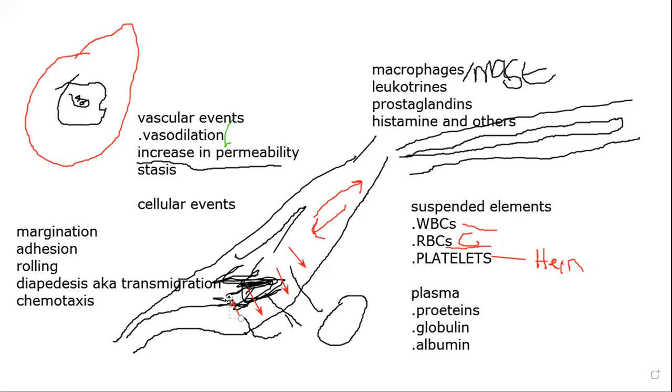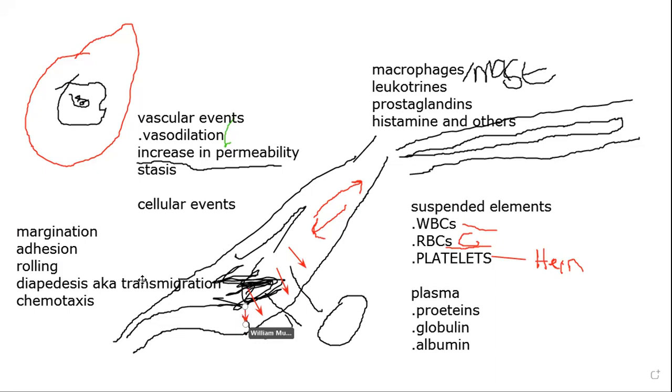How can you remember that? I hope you're able to see what I'm talking about. The white blood cells start moving towards the wall of the blood vessel, and that is called margination. How can you remember that? These are more like margins. So margination is the movement of the cells from the normal central movement of the blood towards the periphery.